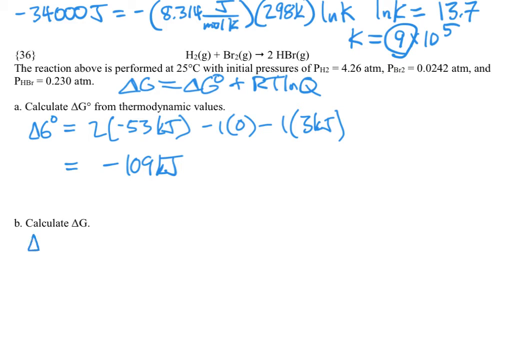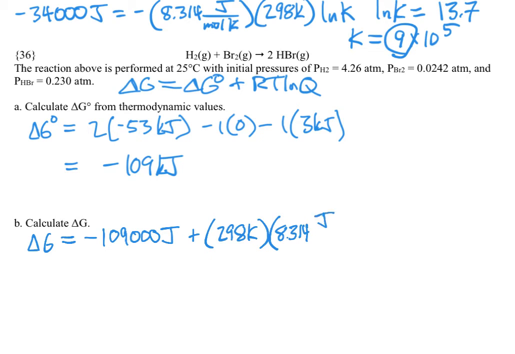So delta G is going to be equal to the delta G0, so that's going to be negative 109,000 joules. I'm going to convert the kilojoules to joules, plus we're still at 25 degrees, so 298 Kelvin. I know we spent a lot of time at 25 degrees. There will be times that you're going to plug something other than 298 into these kinds of questions. And then 8.314, and of course that's joules per mole Kelvin.